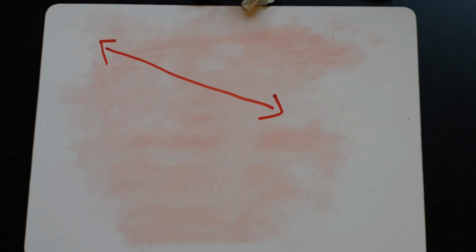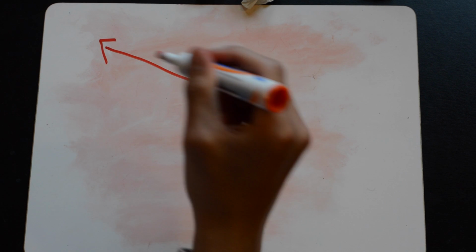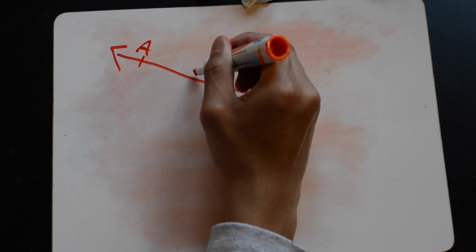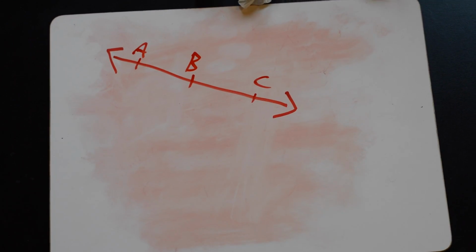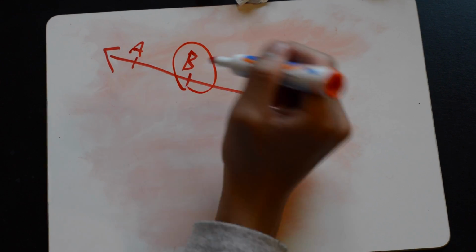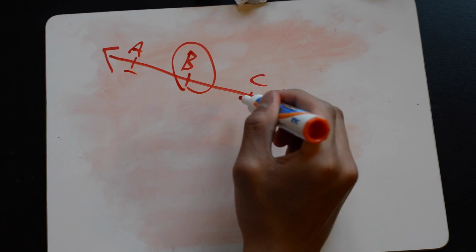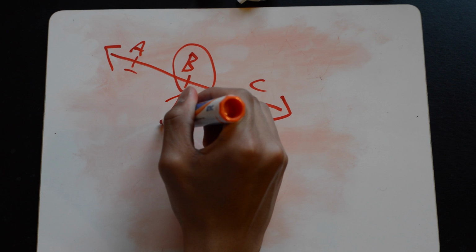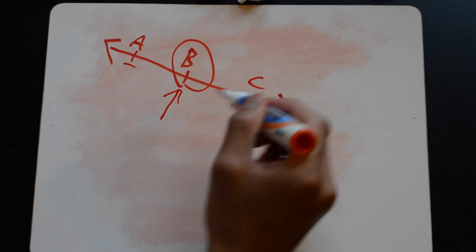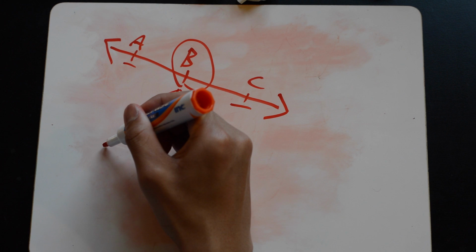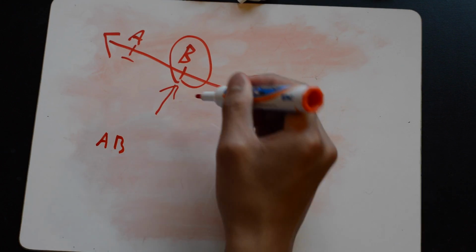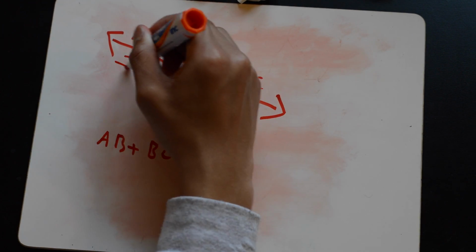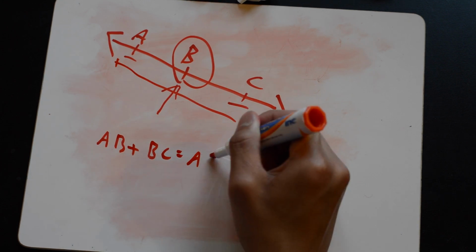Okay, so the second thing is, when there are 3 points that are collinear, which is 3 points that lie on the same line. Here you have A and C, and then there's B. So they're collinear. You can say that one point, which is B, is between the other 2, which is A and C. And here is another postulate. If B is between A and C, then the distance of A to B plus the distance of B to C would equal the entire thing, which is A to C.